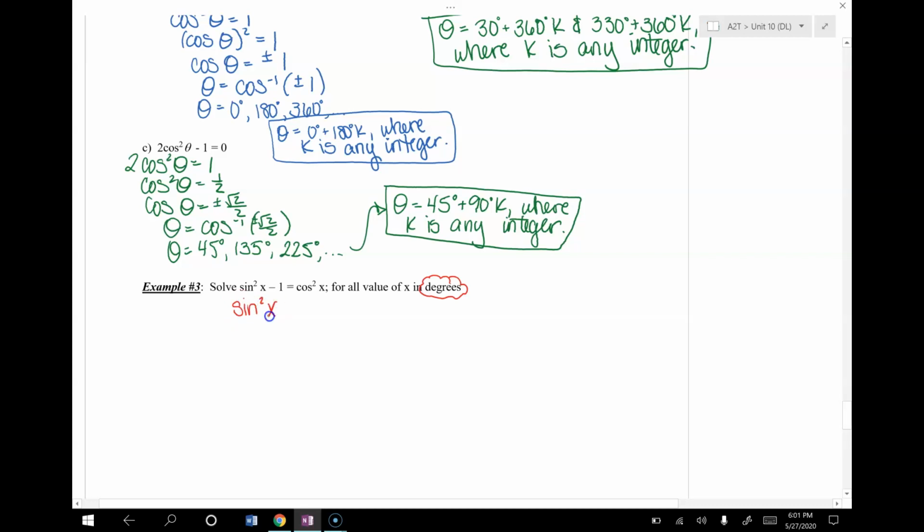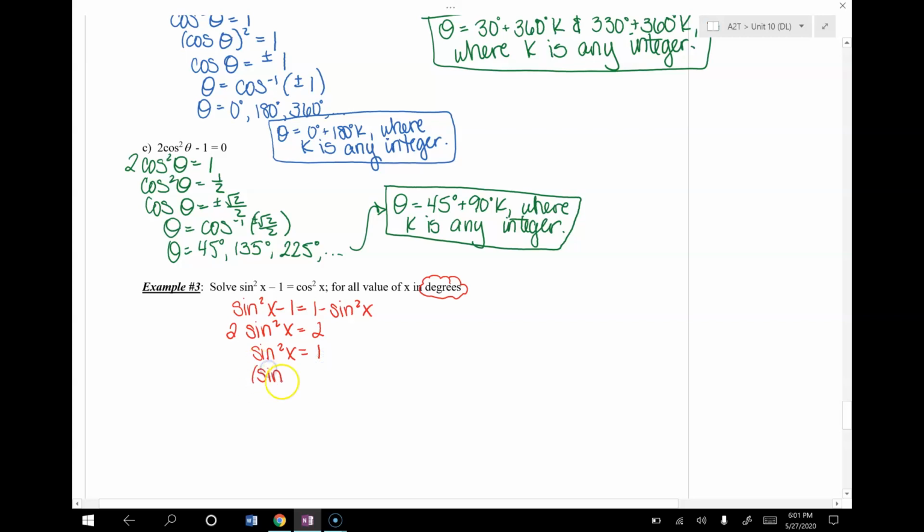I'm going to say sine squared of x minus 1 is equal to 1 minus sine squared x. And then I'm going to add sine squared x, so I get 2 sine squared x, and I'm going to add 1 to the other side is equal to 2. I'm going to divide by 2, so I get sine squared x is equal to 1.